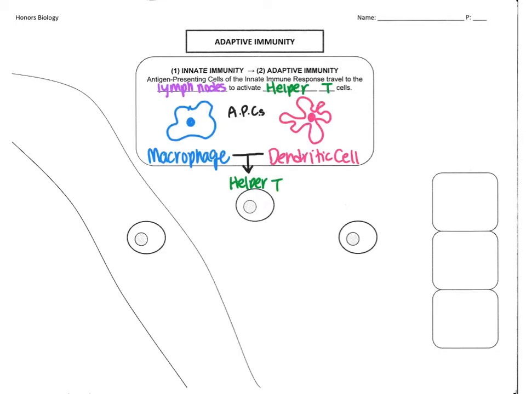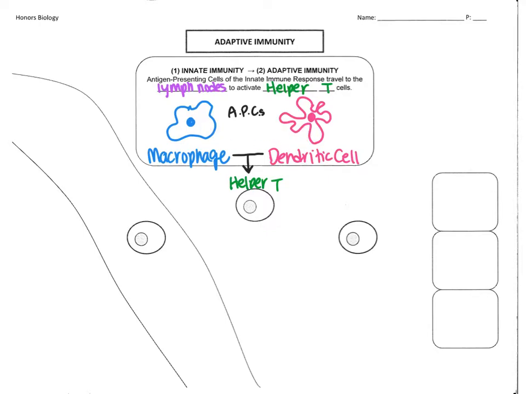All right, let's start with a brief recap of what happens in adaptive immunity. So remember that adaptive immunity is the second step. It starts with innate immunity activating the adaptive immunity. And this is done through antigen-presenting cells, also called APCs. So antigen-presenting cells of the innate immune response travel to the lymph nodes in your body to activate the helper T cells that are stored there. So antigen-presenting cells of the innate immune response include macrophages and dendritic cells.